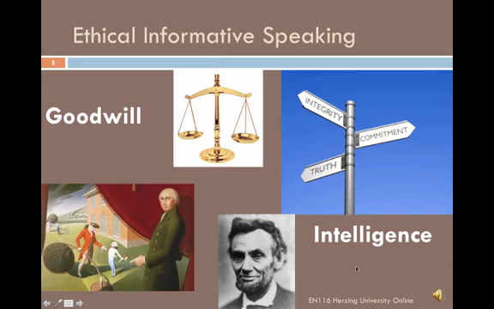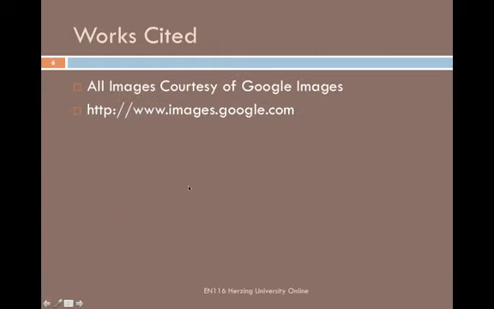Ethical informative speaking is, of course, the kind of speaking we want to do in this class. I'm sure that we all have a basic working definition of ethical speaking in mind when we hear the term, but for the purposes of this course, I will offer you a more formal definition. Ethical speaking is honest, worthwhile, and has the best interests of the audience at heart. For example, showing you my works cited page is part of ethical speaking because I want to show you that I'm being honest about where I got my images and that I want you as an audience to know this.